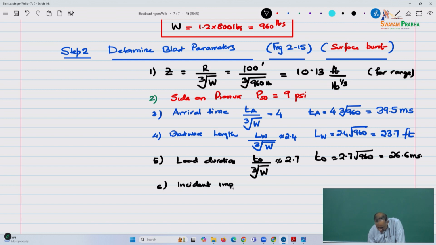And incident impulse, IS divided by cube root of W, is 8. So IS itself is 78.9.